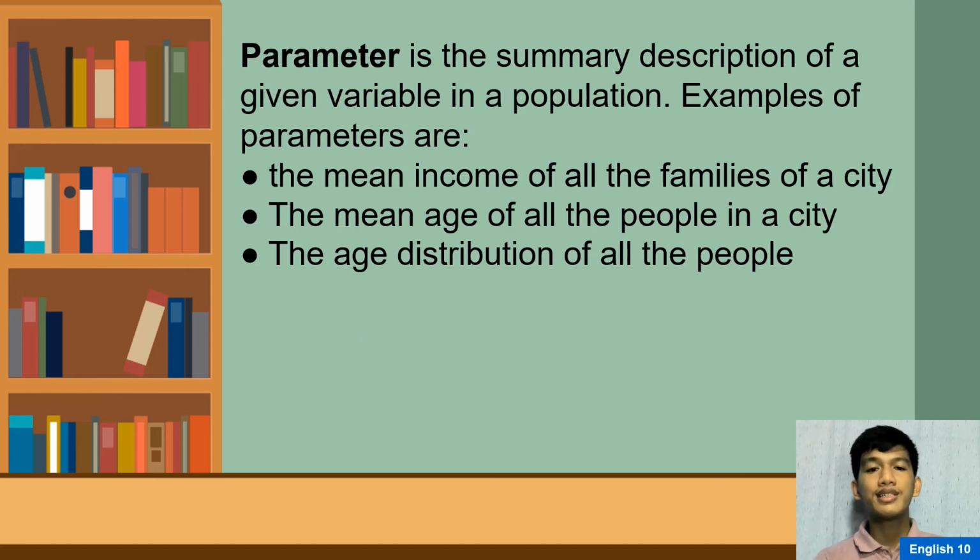Parameter. Parameter is the summary description of a given variable in a population. Examples of parameters are the mean income of all the families of a city, the mean age of all the people in a city, the age distribution of all the people. So here we make use of statistical tools, like the mean, the median, and the mode.